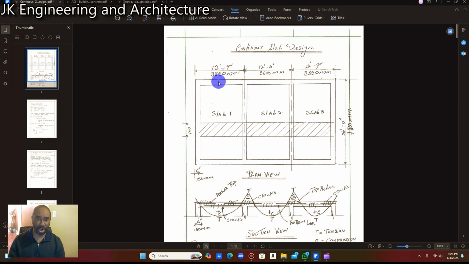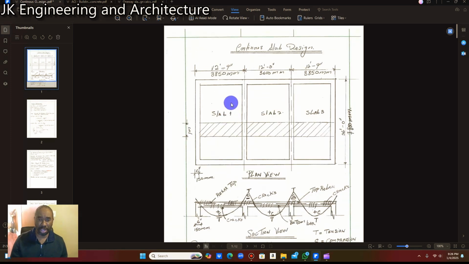But for slab 1 and slab 3, to get the design slab, I'm going to have to subtract the thickness of the wall here, which is 6 inches, plus half the thickness of this wall here, which is 150 divided by 2, which gives me 75 millimeter. So the length of this first slab is going to be 3,850 millimeter minus 150 millimeter minus 75 millimeter. I'm going to show you where I get the final length of this slab further down into the calculation.